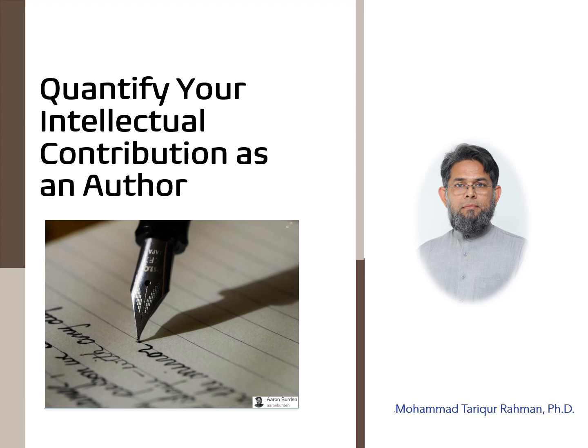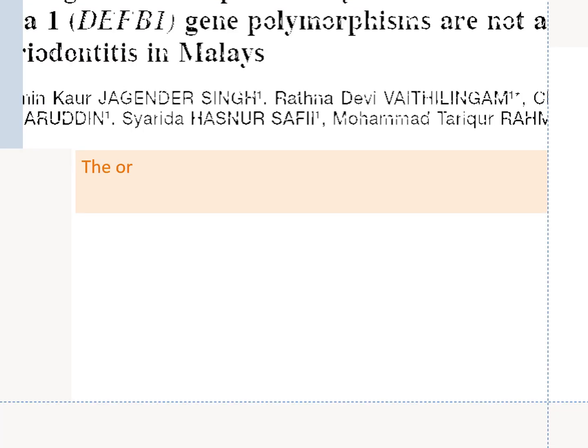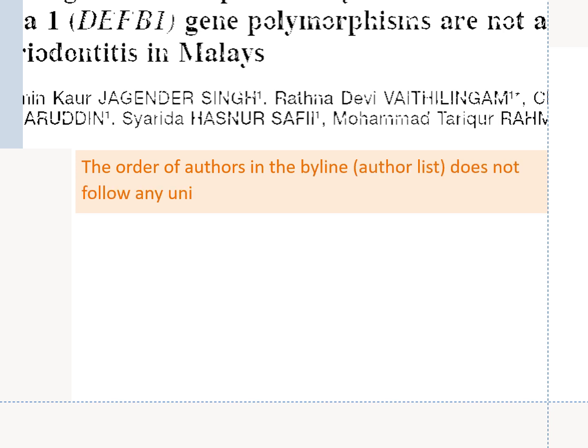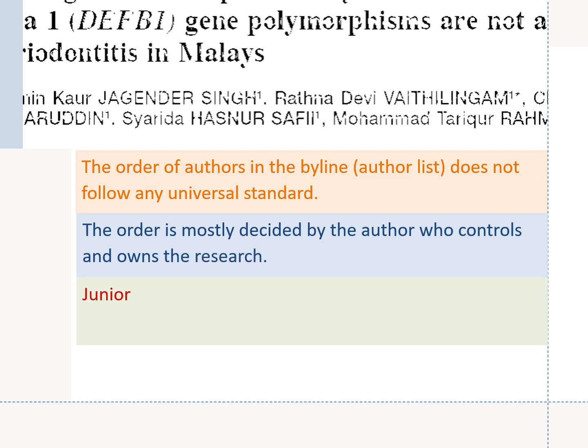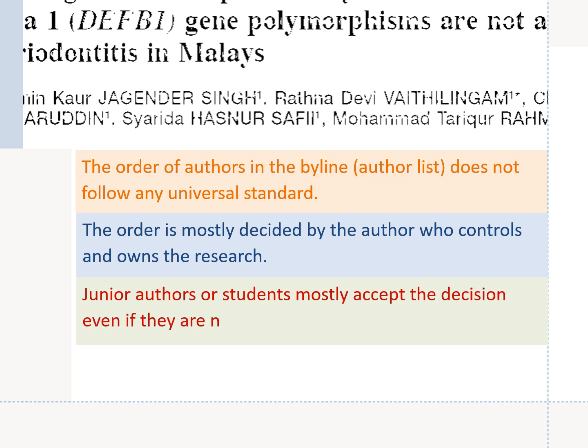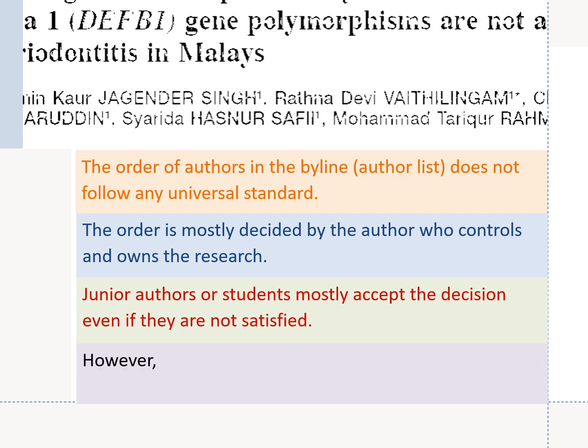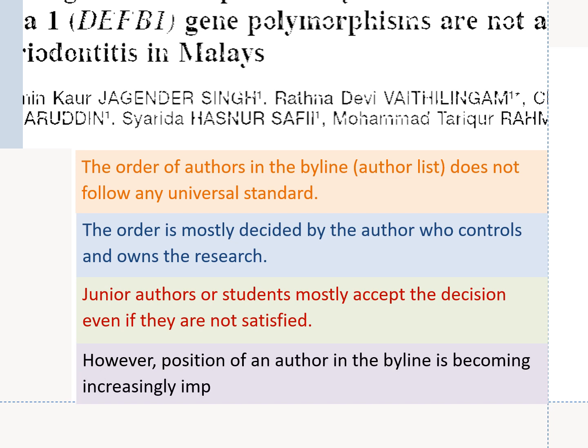In this video, I shall discuss a method to quantify intellectual contribution of an author for the production of a paper. The main challenge is that the order of the authors in the byline does not follow any universal standard. The order is mostly decided by the author, who controls and supervises the research. Junior authors or students mostly accept the decision even if they are not satisfied. However, position of an author in the byline is becoming increasingly important for employers.